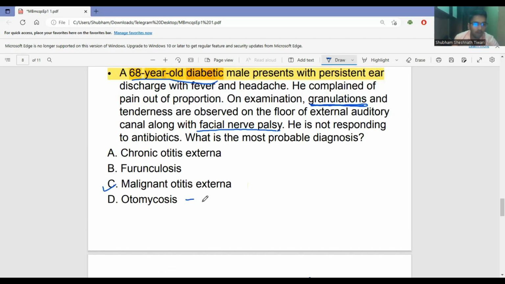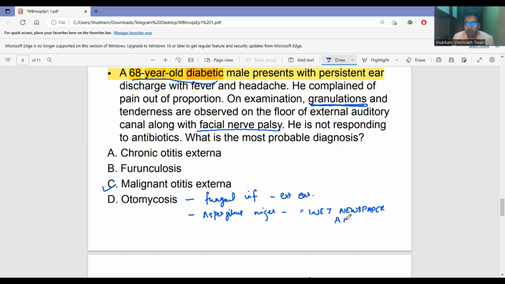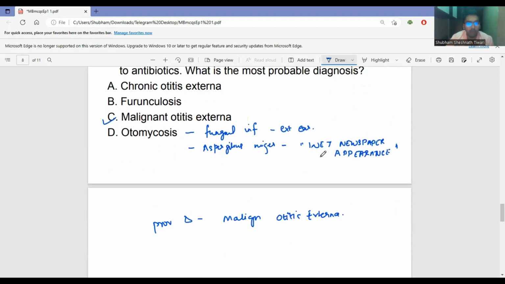I have a few points about otomycosis I would like to discuss. Otomycosis is a fungal infection of your external ear. The etiology behind it is a fungus called Aspergillus niger, and it leaves behind a very characteristic wet newspaper appearance. So yeah, that was all about this question.